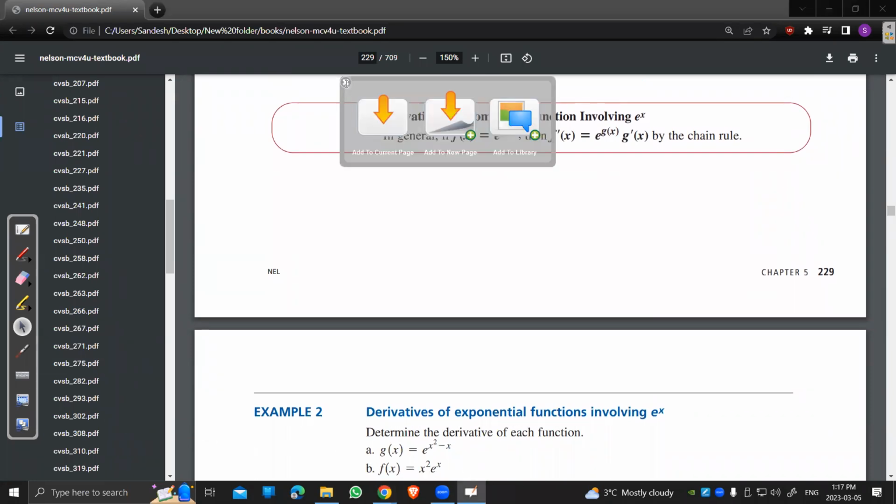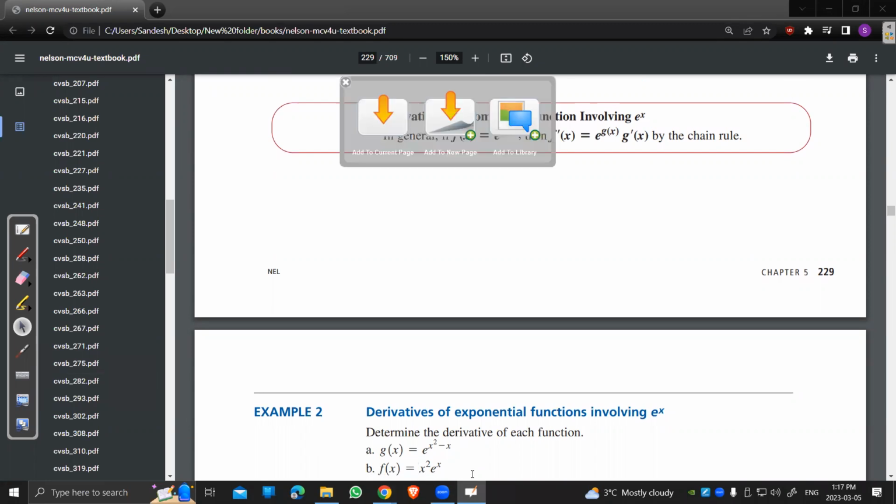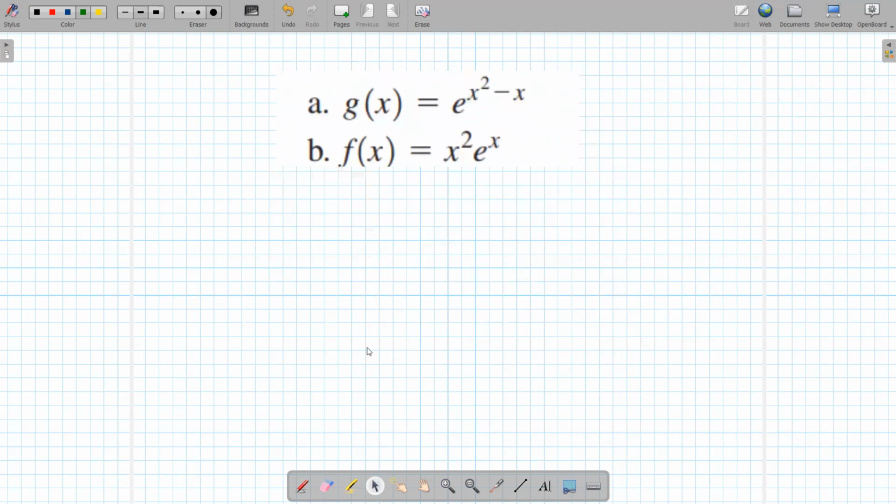But then again, like always, it's going to get more complicated. But that's basically it. Like here, for the second part, you're going to have to use the product rule. But anyway, let's look at a first. G of x is this guy, right? Want to have a go at this? What's g prime of x?